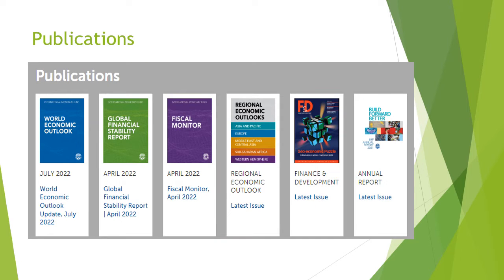Now, IMF has different publications. It publishes different outlooks. You can see all the publications of IMF here. The first one is the World Economic Outlook that we are going to discuss in this video. Others are the Global Financial Stability Report, Fiscal Monitor, Regional Economic Outlook, Finance and Development, and the Annual Report. These are all publications of IMF, so you need to learn this also.